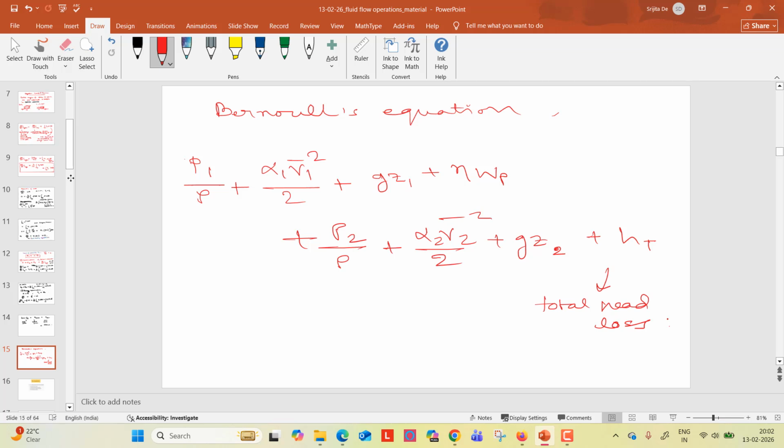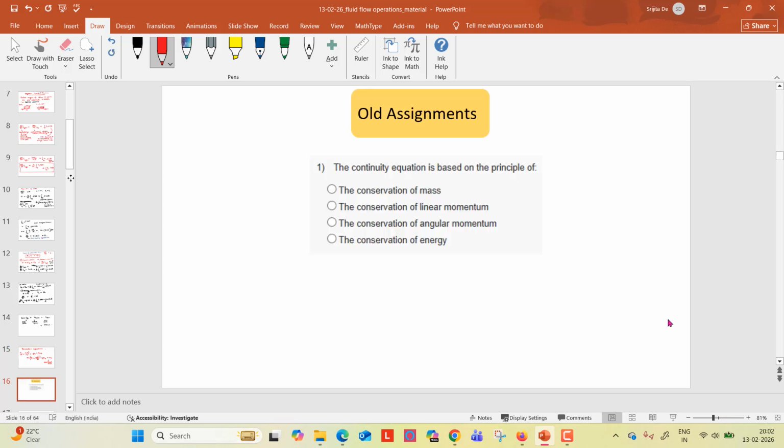So these are the basic equations we are going to deal with in this week's assignment. Now we'll proceed to the problem solving part. The first question is: the continuity equation is based on the principle of conservation of mass, conservation of linear momentum, conservation of angular momentum, or conservation of energy? You can tell me, I am waiting.